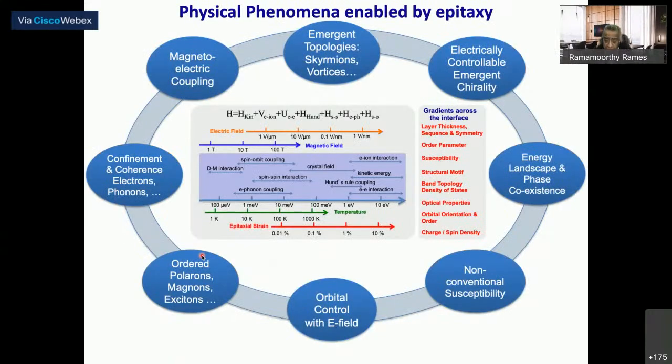So I will stop with this slide. We think that there is a whole universe to be tapped into using epitaxy. You can start to replace lead titanate with other materials, etc. You can start to look at all kinds of new phenomena, ordered polarons, magnons, excitons, chirality we already talked about, magnetoelectric coupling. So there's a lot to be done. If you're a fresh graduate student, this is a great field.